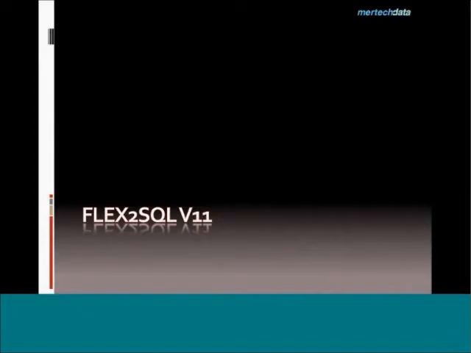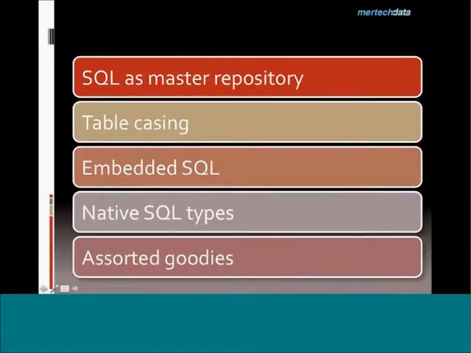So today we're going to talk about a couple of different issues. The first one we want to cover is using SQL as the master repository for your data, basically for your schema information, like where you design your database, where you make your table changes, not just where the data is actually stored. Then we'll move into talking about table casing. We'll cover a little bit about the changes we made to embedded SQL. Quick talk about the native SQL types, and then assorted goodies, other changes that we have made recently that we hope that you'll find interesting.